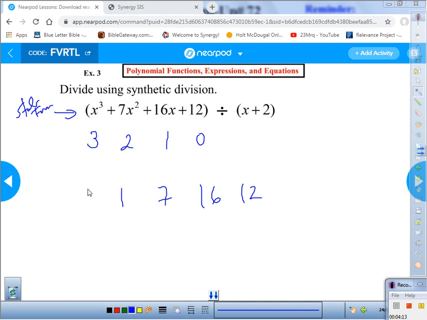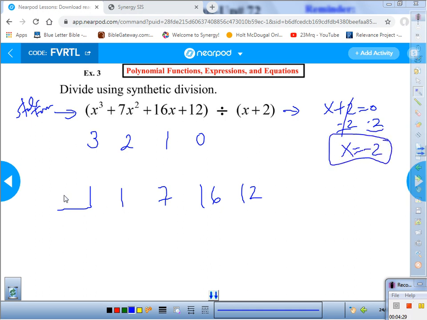I'm going to divide that by this. However, I'm going to write this equal to 0 and solve. This is x plus 2 equals 0, so x equals negative 2. So I'm going to divide by negative 2. Are we there? Now check this out. This is another way of getting a quotient and a factor. So here we go.